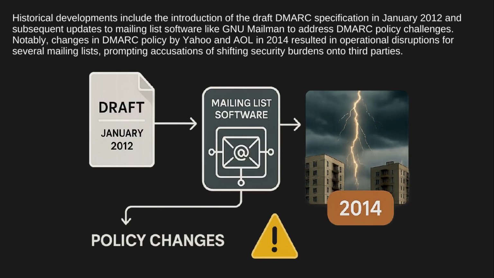Historical developments include the introduction of the draft DMARC specification in January 2012 and subsequent updates to mailing list software like GNU Mailman to address DMARC policy challenges. Notably, changes in DMARC policy by Yahoo and AOL in 2014 resulted in operational disruptions for several mailing lists, prompting accusations of shifting security burdens onto third parties.